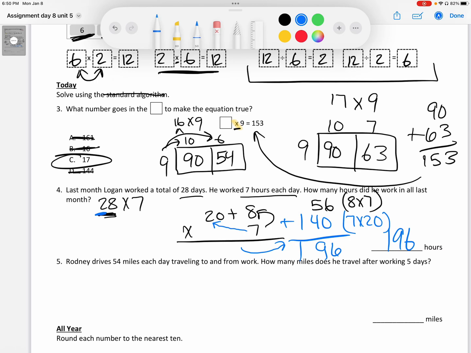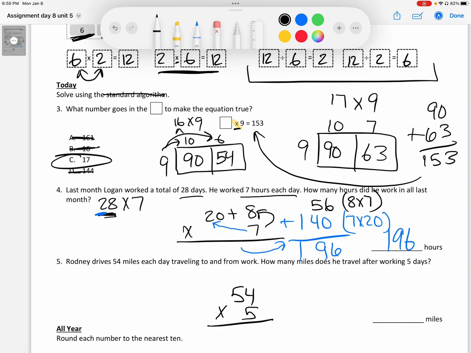Let's look at 5. Rodney drives 54 miles each day, traveling to and from work. How many miles does he travel after working 5 days? So our number sentence, if we were going to set this up, our multiplication problem would be 54 times 5. And for this one, we're going to use the standard algorithm.